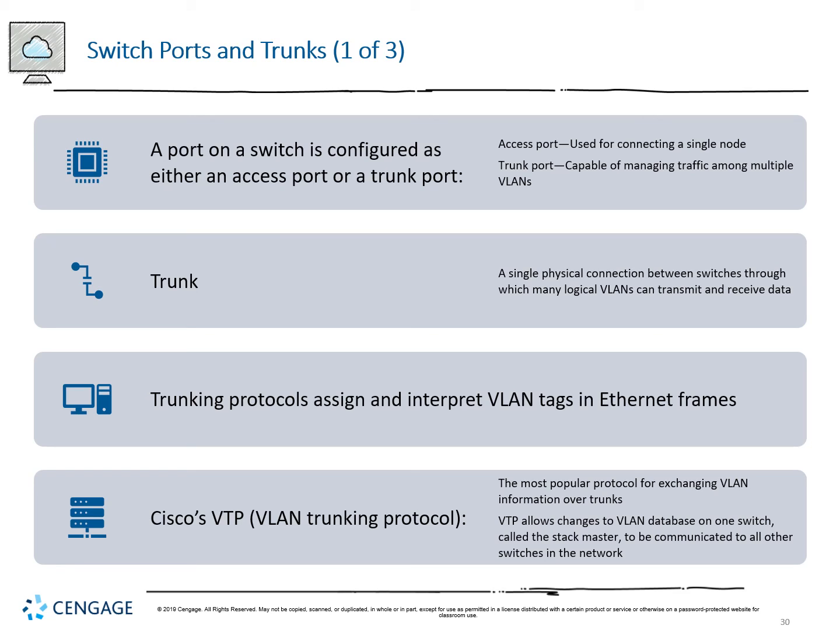Trunking protocols will assign and interpret the VLAN tags we just spoke about, and most commonly they'll use what's called Cisco's VTP, or VLAN Trunking Protocol. It's the most popular VLAN tag exchange. It allows changes to VLAN databases to be done on one switch, which is called the stacked master, and that switch will then communicate with all other switches in the network using Cisco's CDP technology. CDP allows both discovery and declarations of changes to neighboring devices.